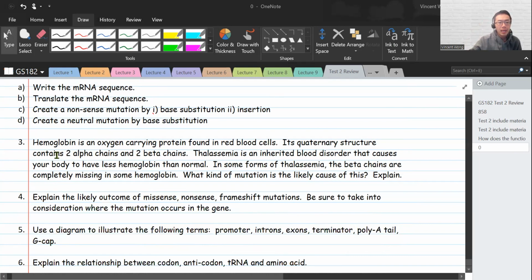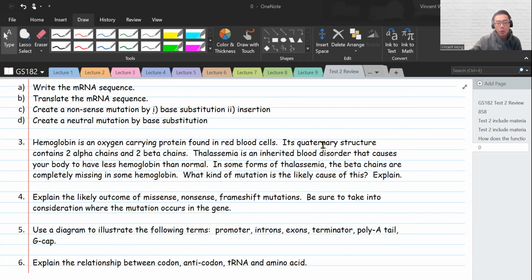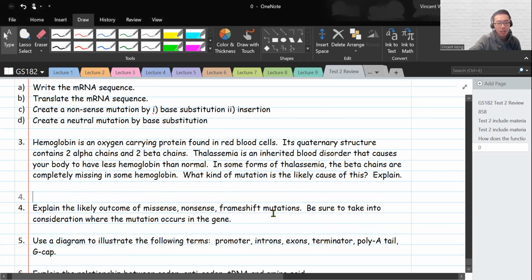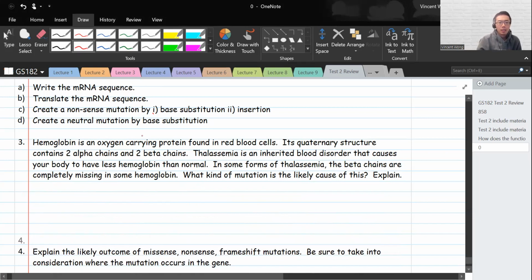Number 3: Hemoglobin is an oxygen-carrying protein found in red blood cells. Its quaternary structure contains 2 alpha chains and 2 beta chains. Thalassemia is an inherited blood disorder that causes your body to have less hemoglobin than normal. In some forms of thalassemia, the beta chains are completely missing in some hemoglobin. What kind of mutation is likely the cause of this? When you are completely missing a whole chain, what mutation best explains this?